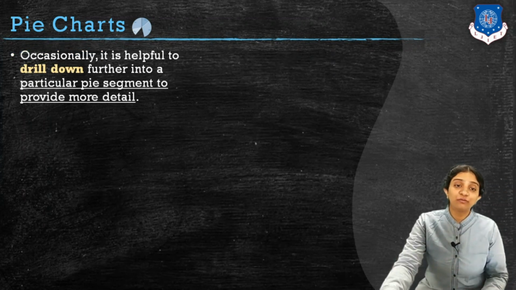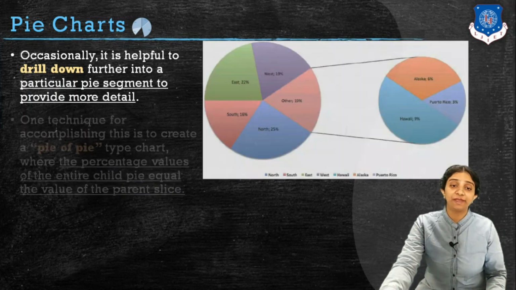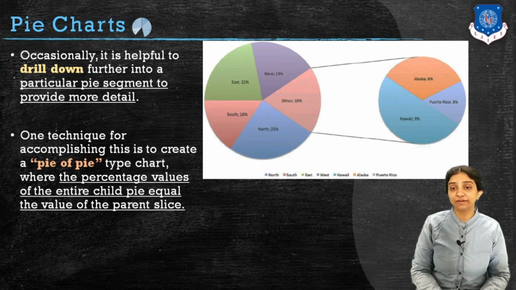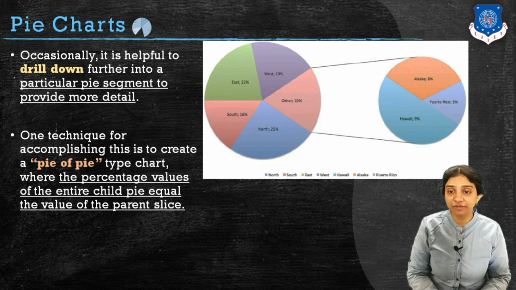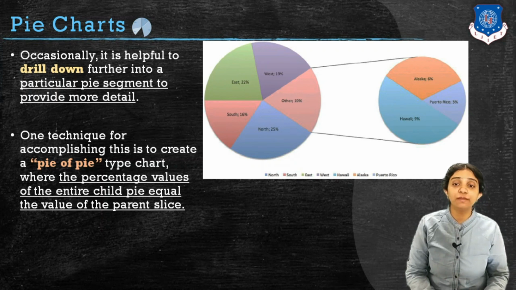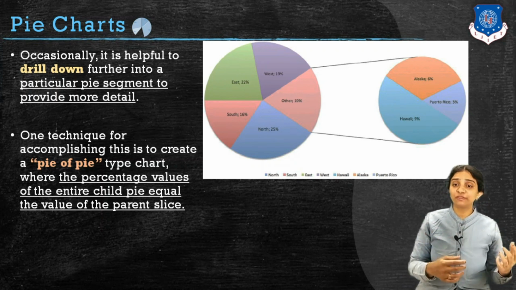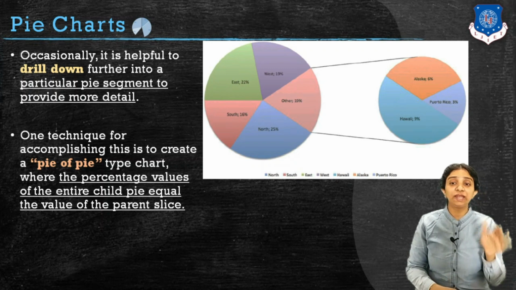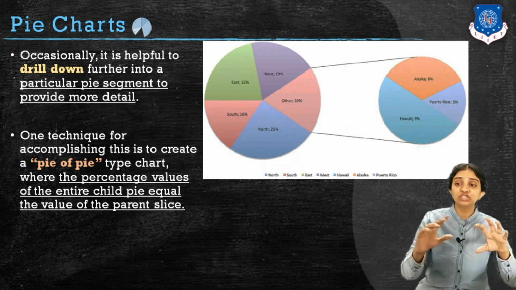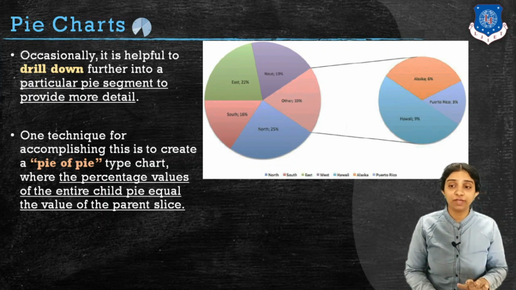It is also helpful to drill down into particular pie segments. Say for example, in this larger pie, there are 5 sections where only north, south, east and west data is present. But there is one more section called other. While clicking on other, a new pie will pop up which is showing 2 different regions.